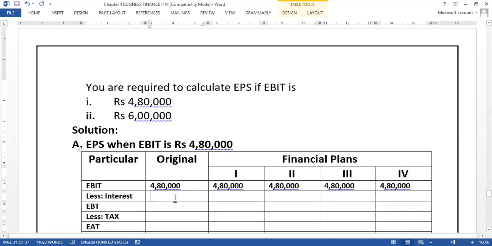Now you have to focus on the interest. In the original case they haven't mentioned anything about the interest, so we are putting a dash. Again, in financial plan 1 also there is no information about the interest. But in financial plan 2, they clearly mention 8% interest. You can open the bracket and mention 8% here.